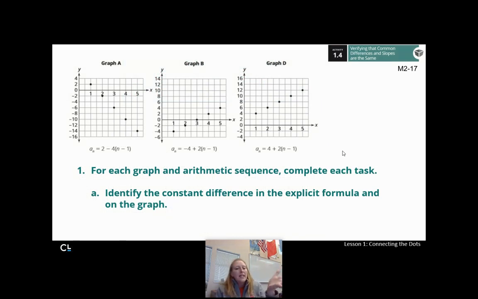Let's just take a few moments, real quick, for each graph and arithmetic sequence. Start off by identifying that constant difference in the explicit formula and on the graph. So what's our constant difference? What is it in the formula? What is it on the graph? Hit pause to work it out, then hit play when you're ready to check your work.